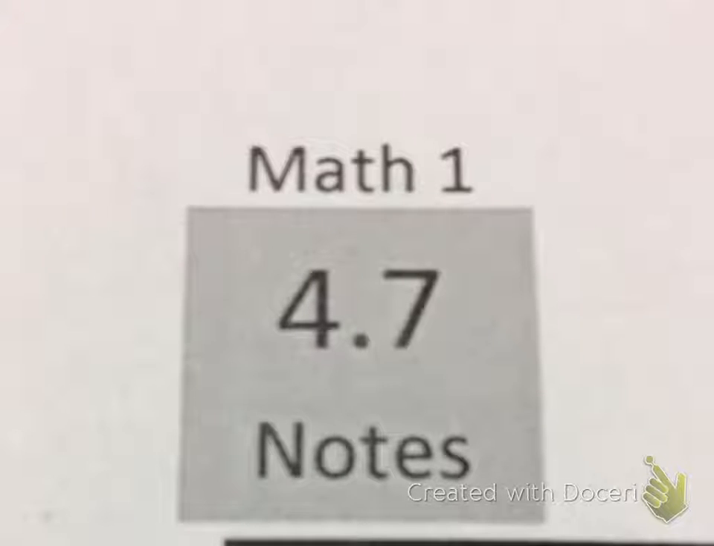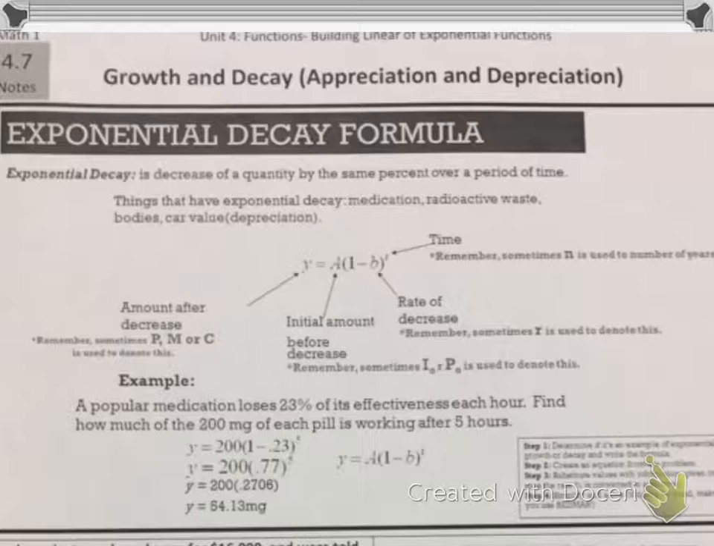This is Note Taking Guide 4.7 for Math 1. So we're going to talk about growth and decay today. Also, it can be called appreciation and depreciation. Really what it is, though, is just when something's going to grow in value or something's going to lose its value. If we're talking about money, or if we're talking about something like germs or bacteria growing or dying, those kinds of things happen.